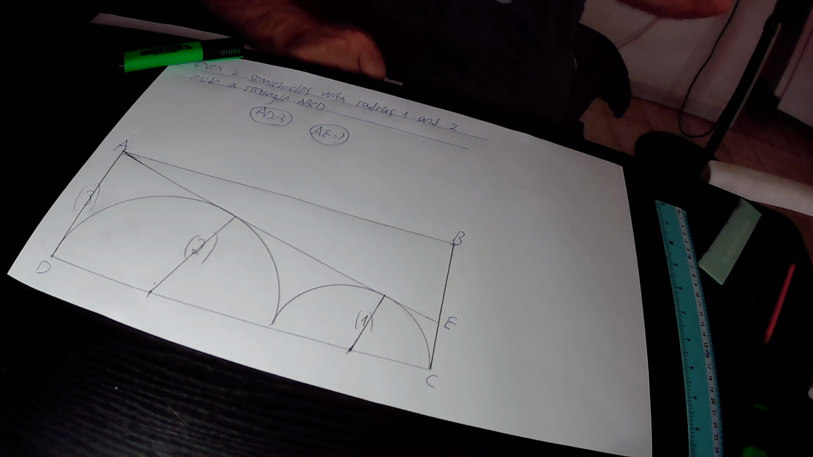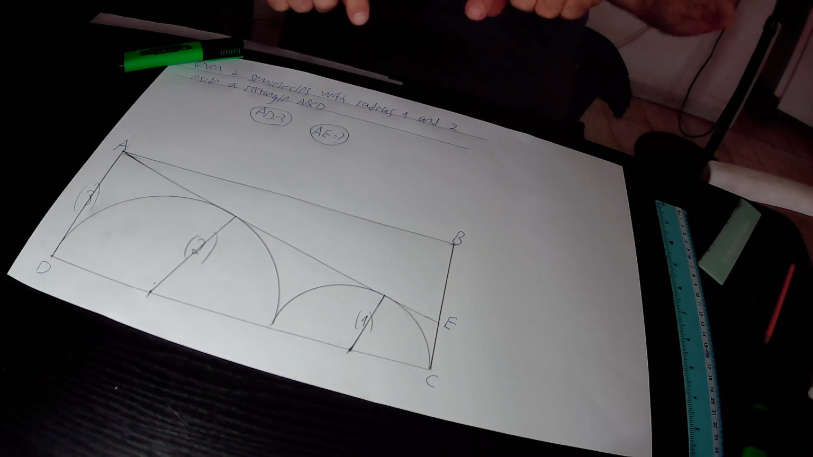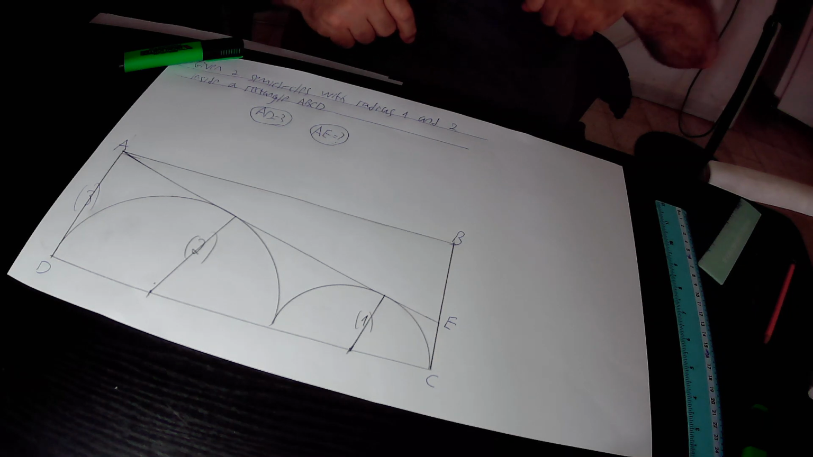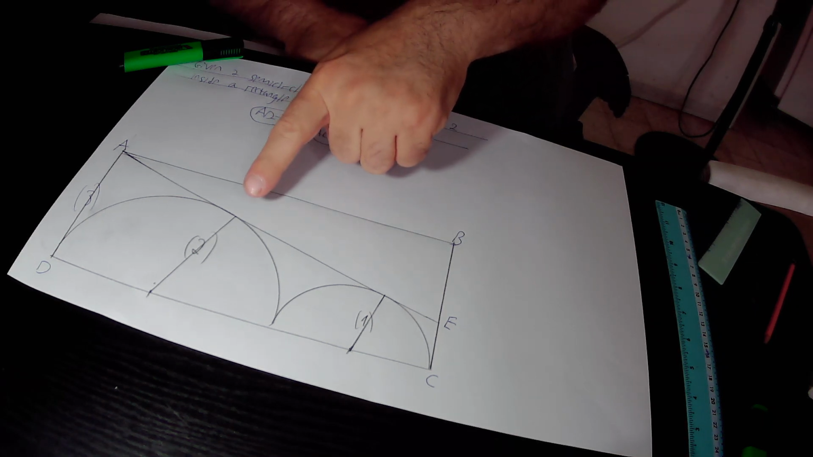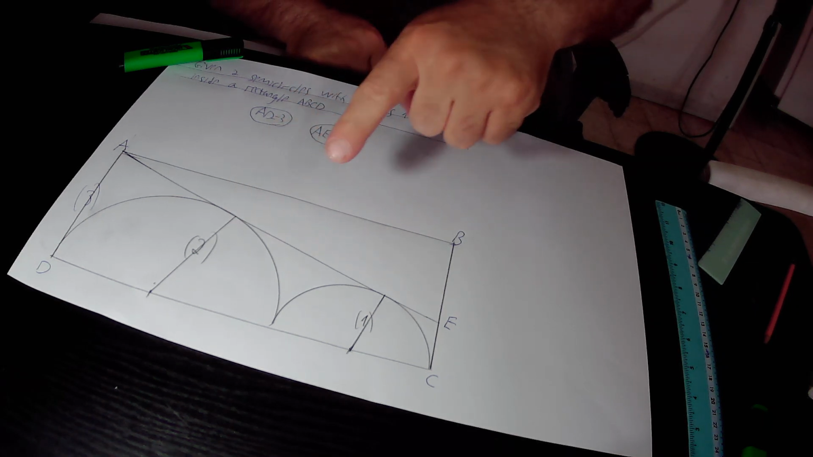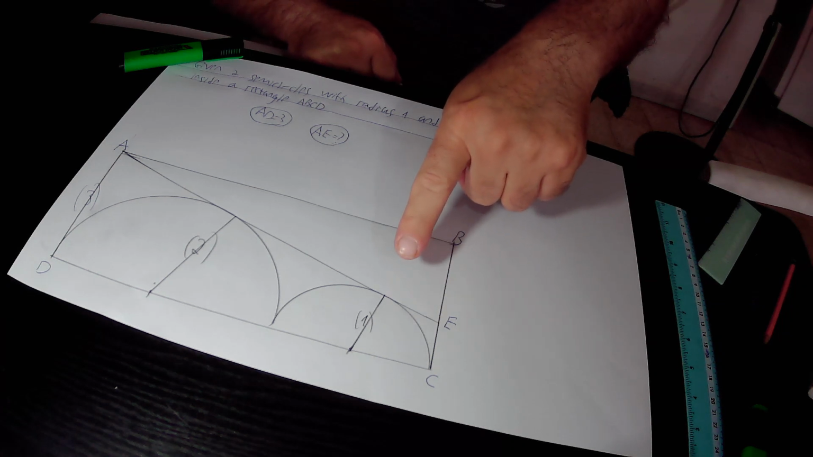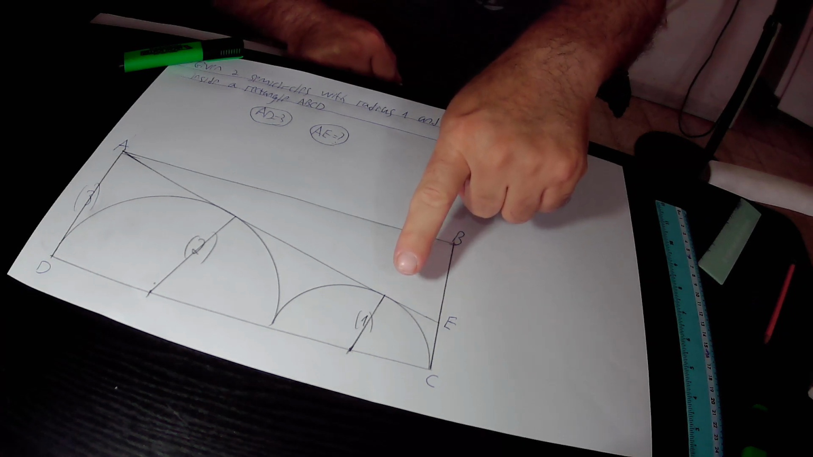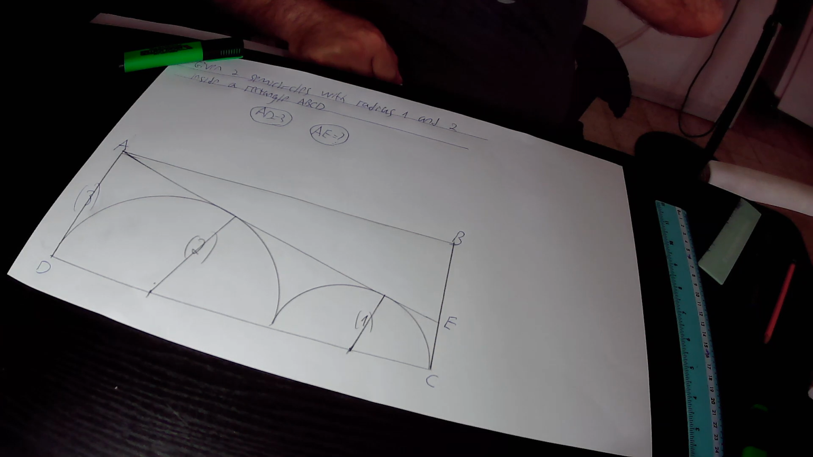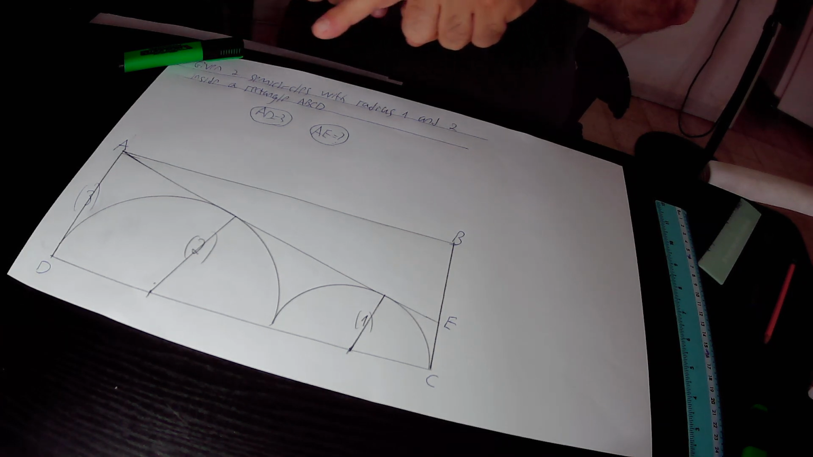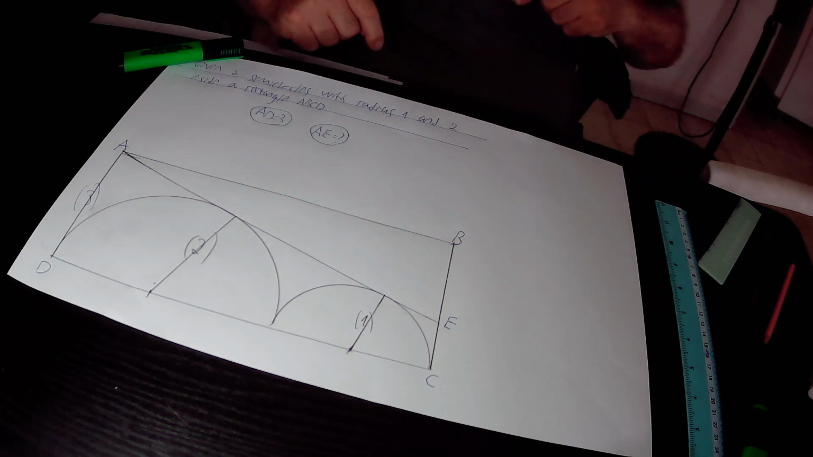In addition, inside this rectangle we have those two semicircles. The radius of this big semicircle equals 2 units in its length. The radius of this small semicircle is equal to 1 unit in its length. And again, our mission is to find out the length of this line segment AE.